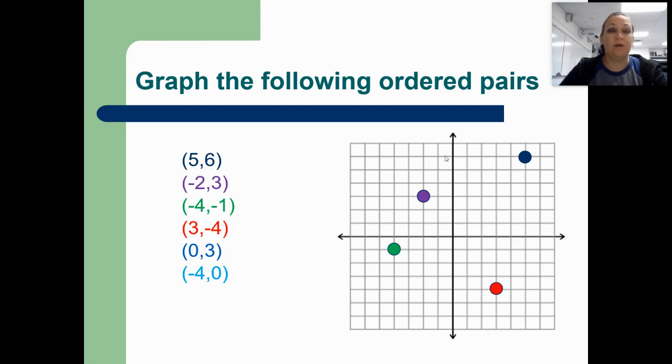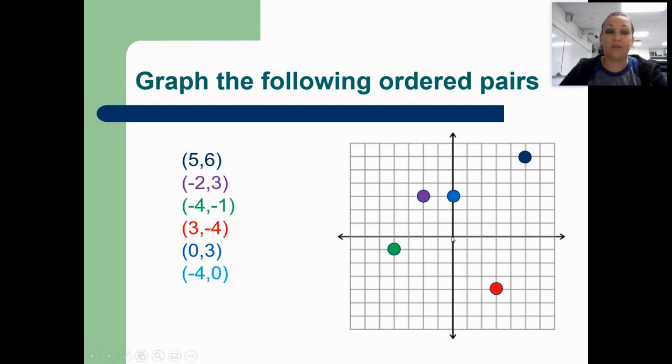On my next ordered pair, the first number is a 0. That means that I will not be going to the right or to the left. I'm going to stay on the origin, and I'm only going to be moving up 3. So if the first number is 0, you're not going to go to the right or the left. You're only going to move up or down, and your dot should be on the y-axis.